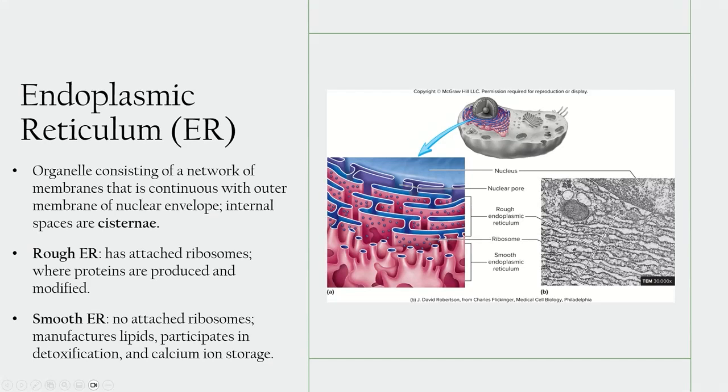Versus the smooth ER doesn't have any ribosomes, but they help manufacture lipids. They help detoxify because they have other molecules, maybe enzymes, to break down certain substances, as well as store calcium for signaling purposes. So rough ER is where a lot of protein synthesis occurs. Wherever you find a ribosome, protein synthesis is happening.